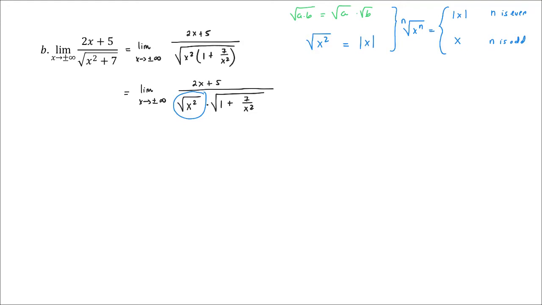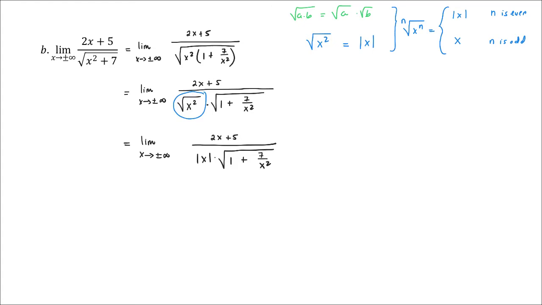So in this case, we're going to do the following. We're going to continue by writing the limit as x approaches positive or negative infinity, 2x plus 5 on top, and then in the bottom I am going to write absolute value of x times the square root of 1 plus 7 over x squared.